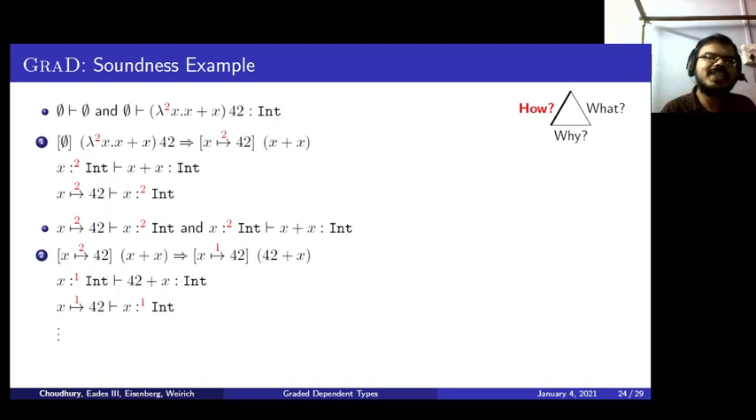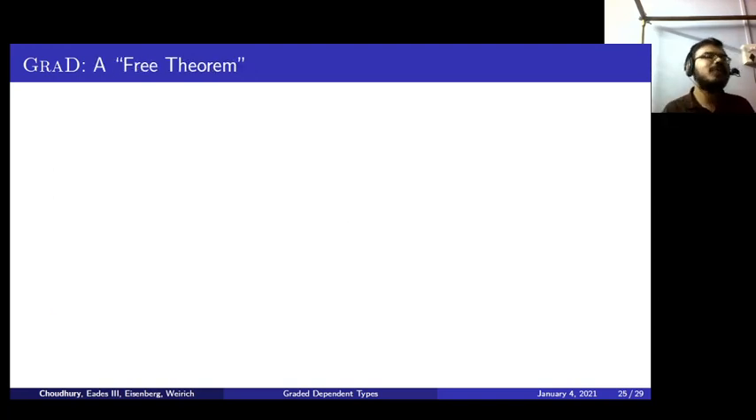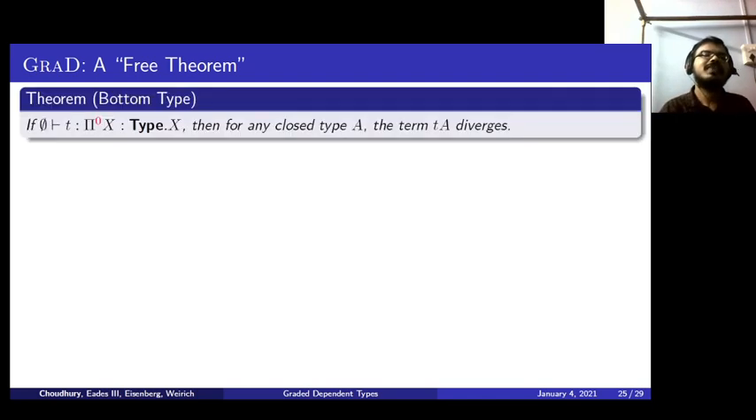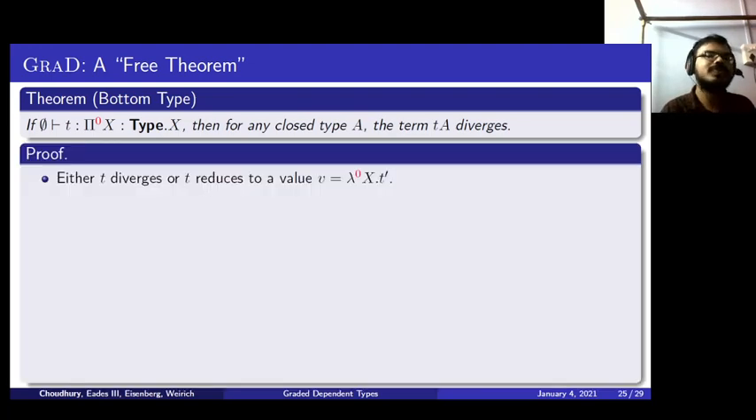Now let us look at a practical example of the soundness theorem. Let's use it to derive a free theorem. The free theorem we want to derive is, if T is a term of empty type, then for a closed type A, the term TA diverges. Let's go through the proof. So either T diverges or T reduces to a value V. Since T has type that has a grade 0 on the pi, the grade on the lambda must also be 0.